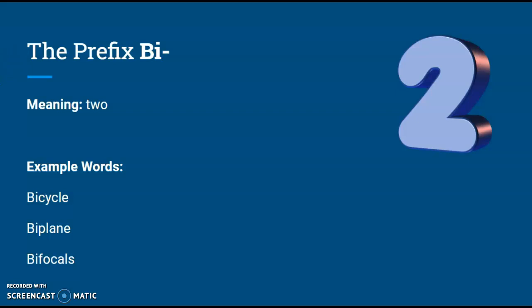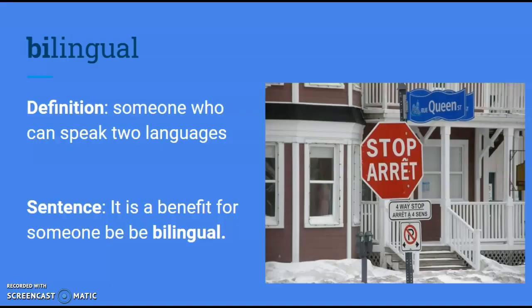Our next prefix this week is bi, meaning two, like in bicycle, biplane, and bifocals. Your first word is bilingual. This is when someone can speak two different languages. It is a benefit for someone who is bilingual or can speak in bilingual languages.